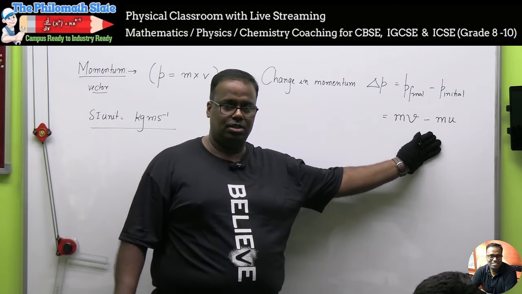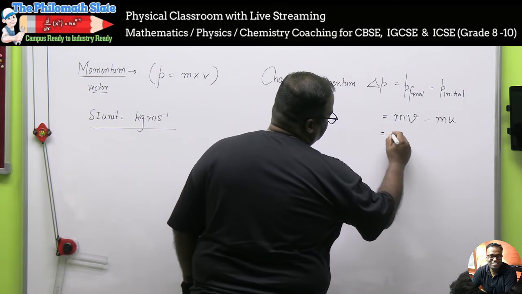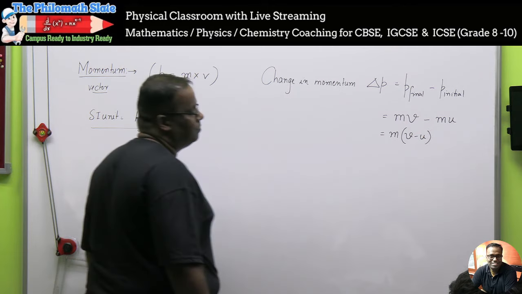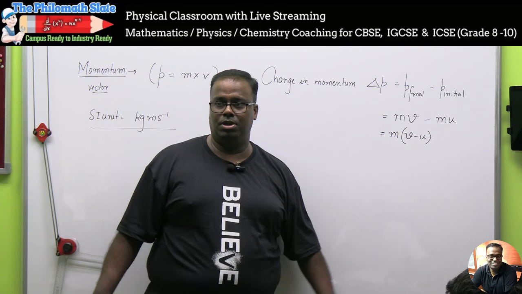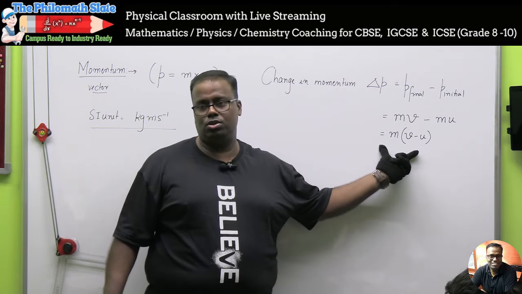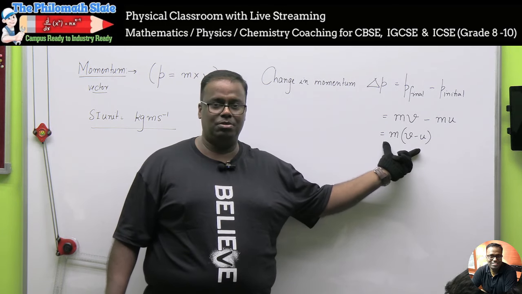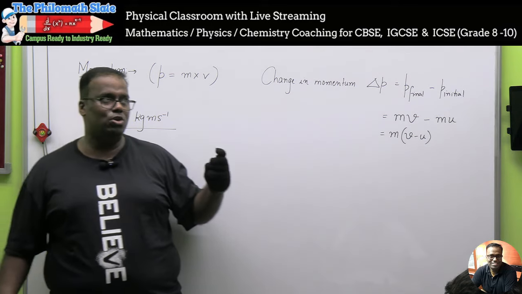Now there is something in this chapter that we will see ahead. So I can take m common, I can write it as m(v minus u). This is change in momentum. Final momentum minus initial momentum. Okay? Now this is a very baby approach to studying change in momentum. This you study in grade 9, but in grade 11 we won't study like this.